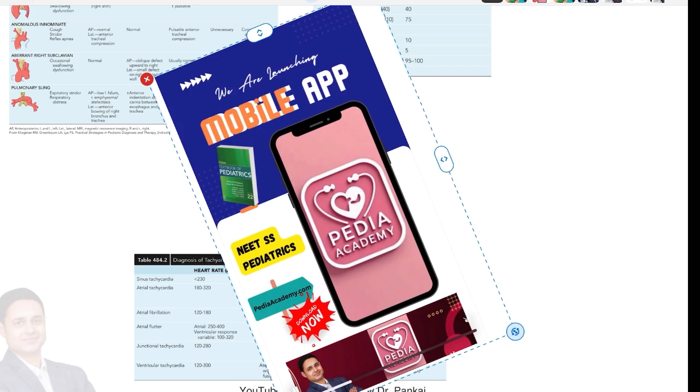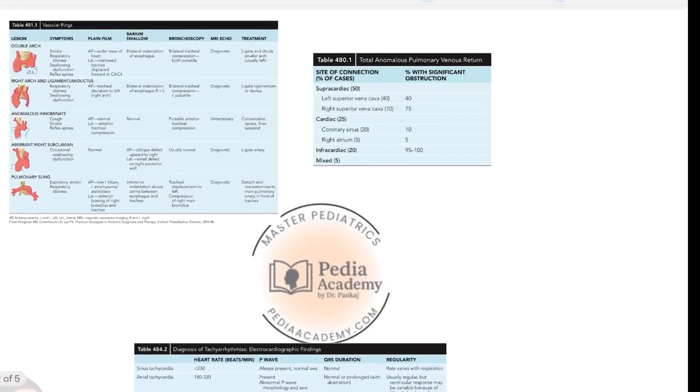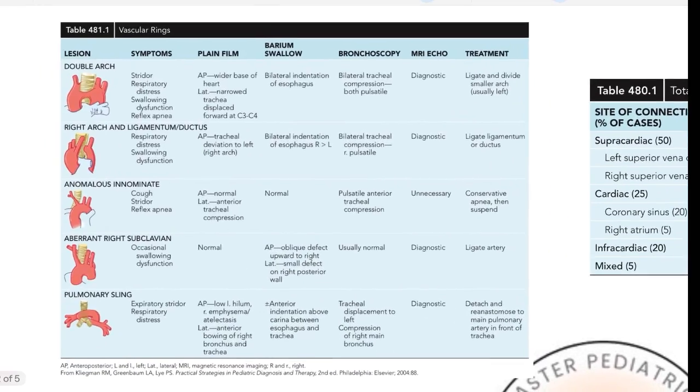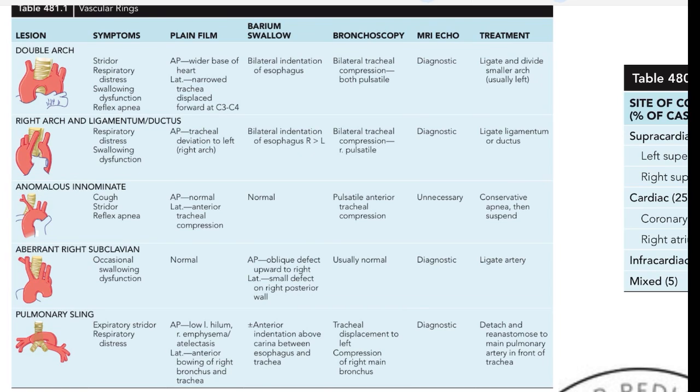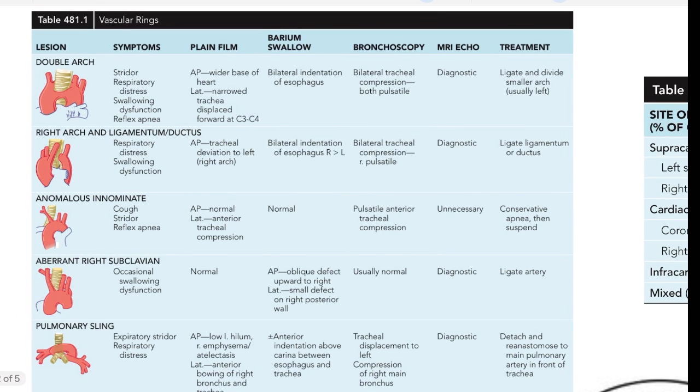So without further delay, let's come to our discussion of CVS tables. First is vascular rings. This is actually now a hot favorite topic of examiners. First we will discuss double arch. As you can see in this image, these are double arch. What are the double arch symptoms? So symptoms are like stridor, respiratory distress, swallowing dysfunction, and reflex apnea.